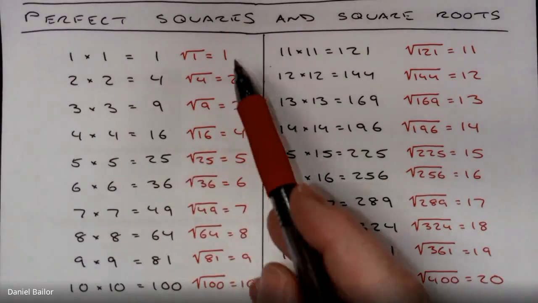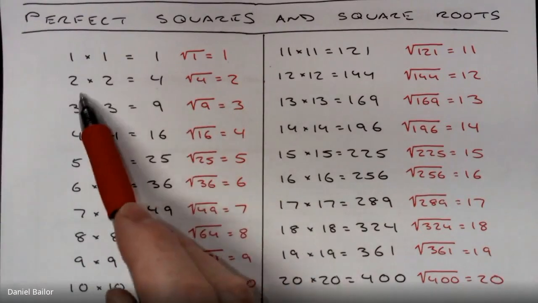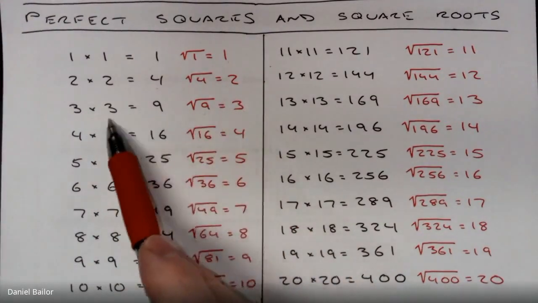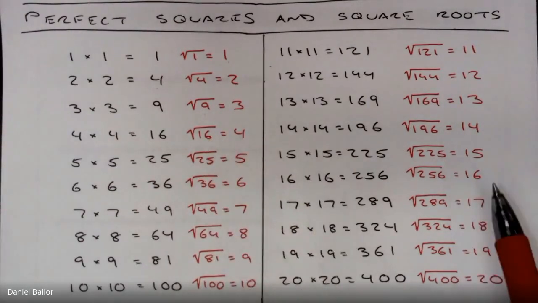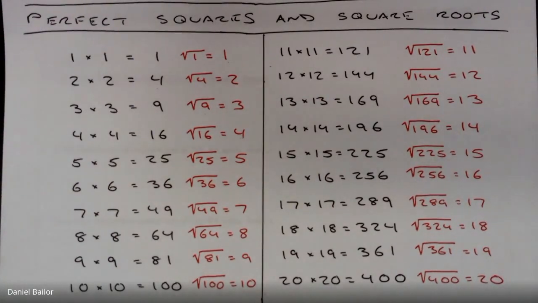The red are the square roots. So the square root of 1 is 1. The square root of 4, the factors are 2. The square root of 9, the factors are 3. Square root of 16, 4, all the way up to the square root of 400, which is 20. So some of these you probably know, like I'm going to guess everybody remembers that 10 times 10 makes 100. So the square root of 100 is 10.